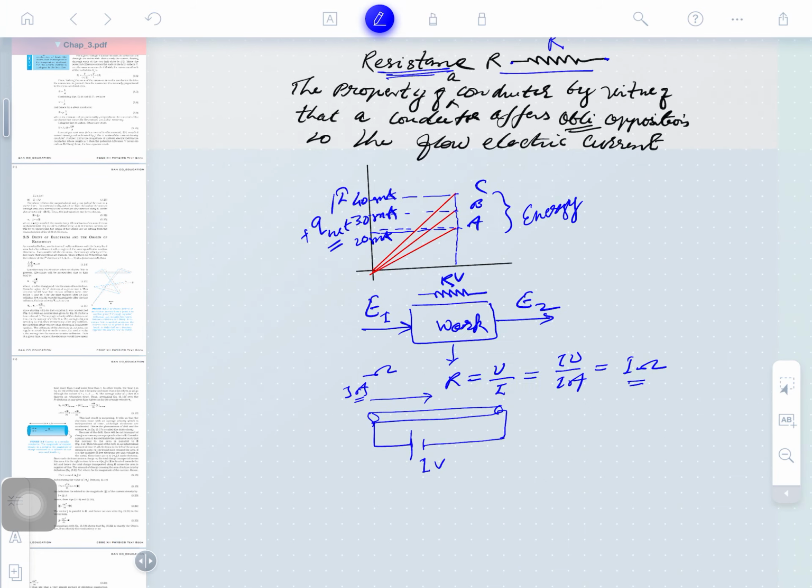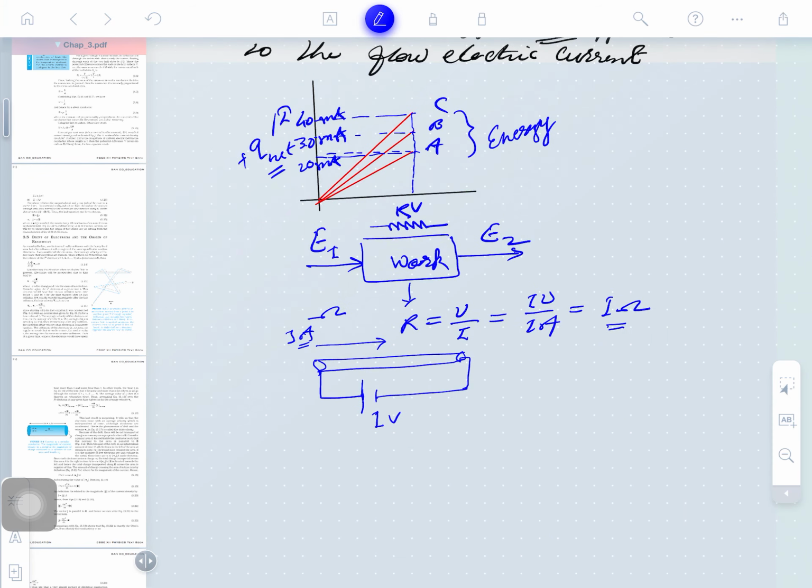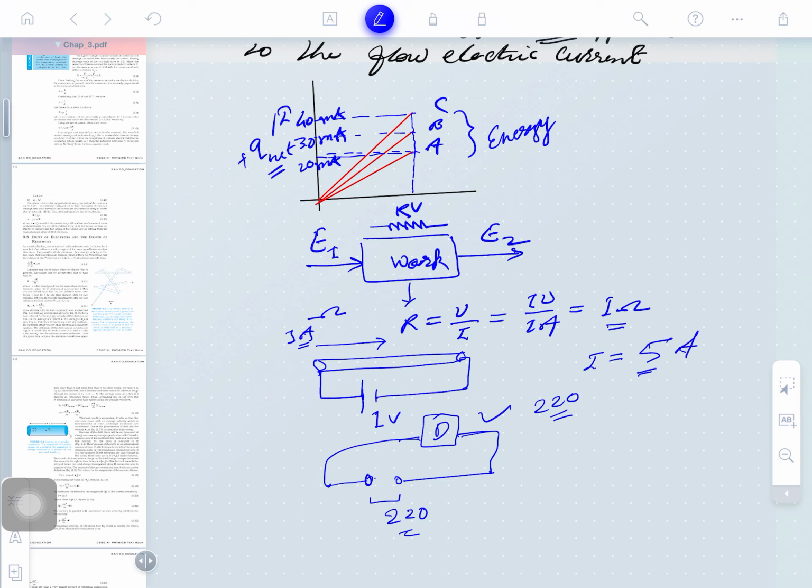So resistors are devices, and how do we make them? Suppose, as I told you the question that day, there is a source supply of 220 volts. If you have an appliance with two terminals, you connect one terminal here and the other terminal there, so your device will work at 220 volts. You have designed it for a certain current. Suppose it works on 5 ampere current. So what resistance must the device have?